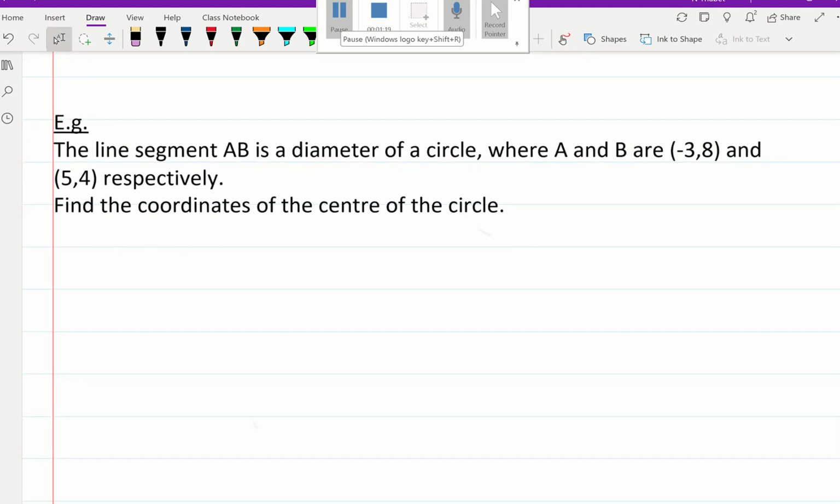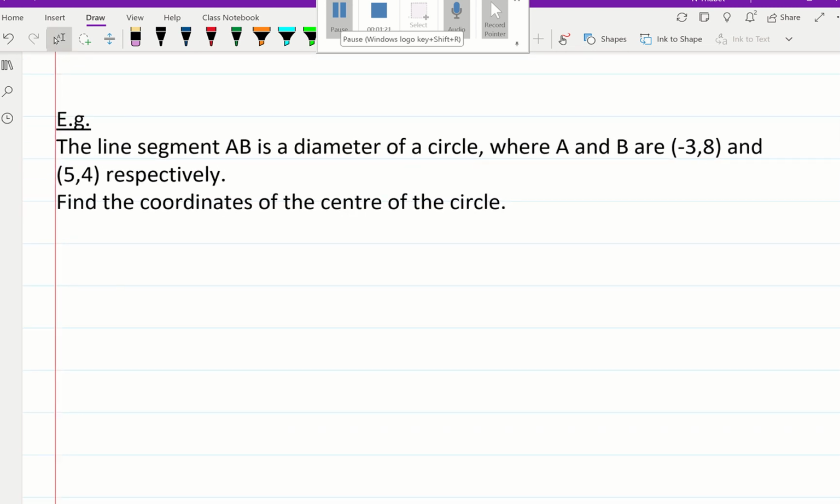So the first example says the line segment AB is a diameter of a circle where A and B are (-3, 8) and (5, 4) respectively. Find the coordinates of the center of the circle. So you've got a line A and B and you want to find the center, which is the midpoint. So the center is the midpoint. And so you use the formula.